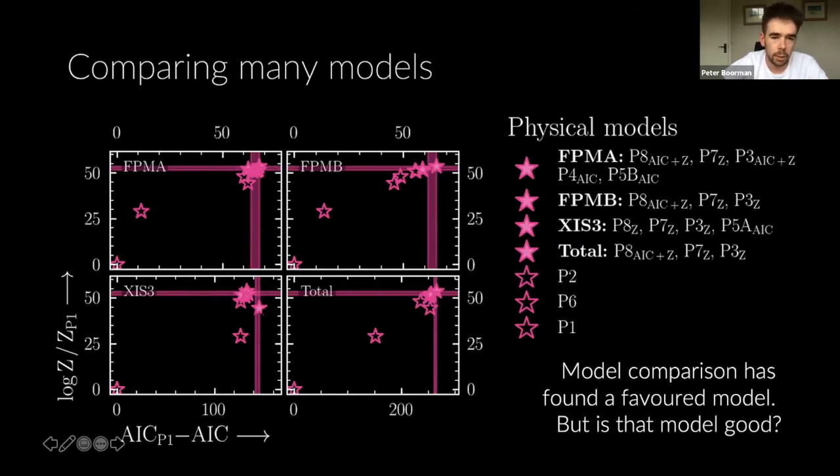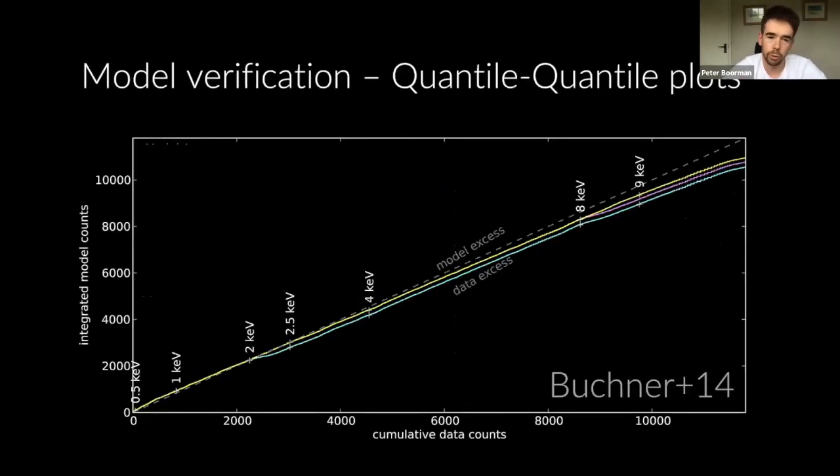All of the colored-in stars are the models that are selected as being within that threshold. But this is all well and good: you can select a number of models, quite a few in this case, that are actually consistent with being the best model, or the most favored model even. But how do you actually check that the model fit is in fact good? This is where model verification comes in.